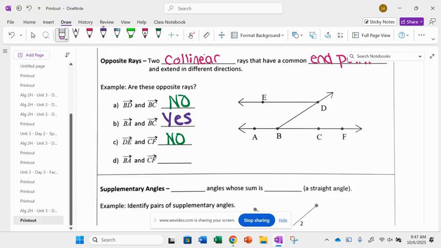And last one is going to be BA and CF. So again, I'm going to say these are not opposite rays. Even though they are collinear, they're not opposite rays. Why not? Leilani? Because they don't have the same endpoint. You got it.